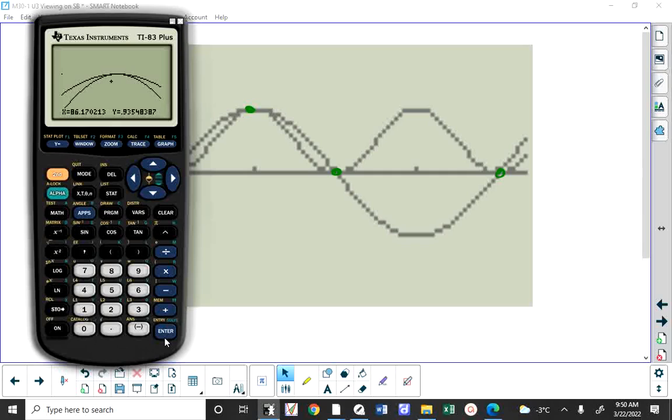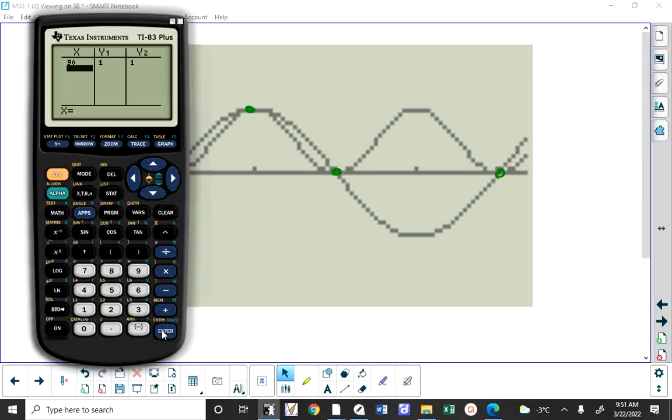What I could also do is, you can recognize that's at 90 degrees, right? So you could go to your table settings. Or maybe this might be better. Just change it to ask. Go in here and enter 90 and see if you get the same thing for each, and you do.